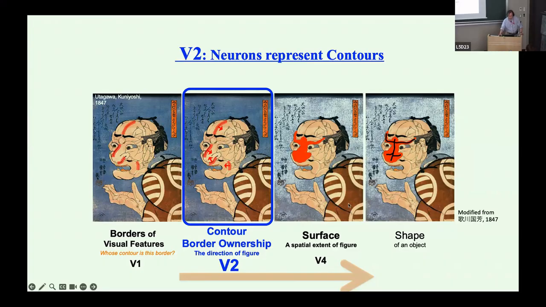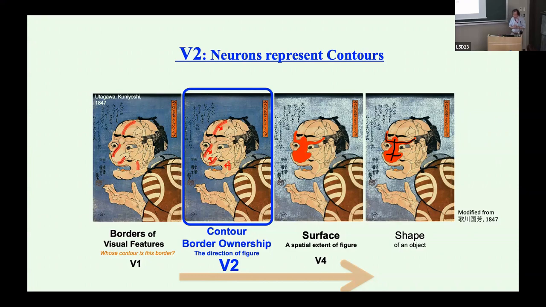Okay, sorry. So in V1, neurons code borders, but they don't know which side of the border belongs to an object. For example, this border is a part of the person on the right side, but has nothing to do with the left side. So this is the contour of the right side. To determine the contour from the border, they must know which side of the border belongs to an object. Actually, V2 neurons represent contours that include the side of an object, which is often called border ownership.